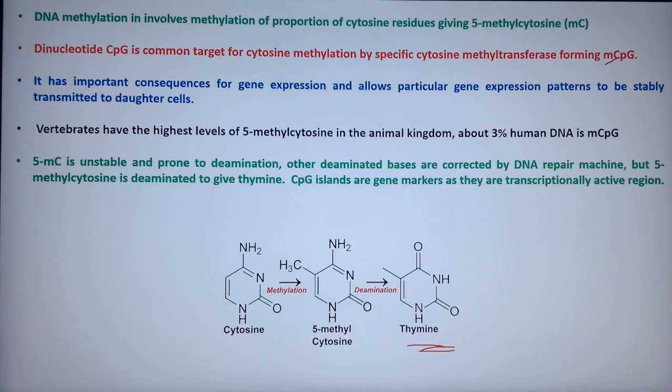Apart from cytosine, if methylation occurs at other bases, it is corrected by the DNA repair machinery. But 5' methylcytosine is deaminated to give thymine. So CpG islands are gene markers, as they are transcriptionally active regions. CpG islands are there, but these CpG islands are non-methylated. We shall see them in the subsequent slides.